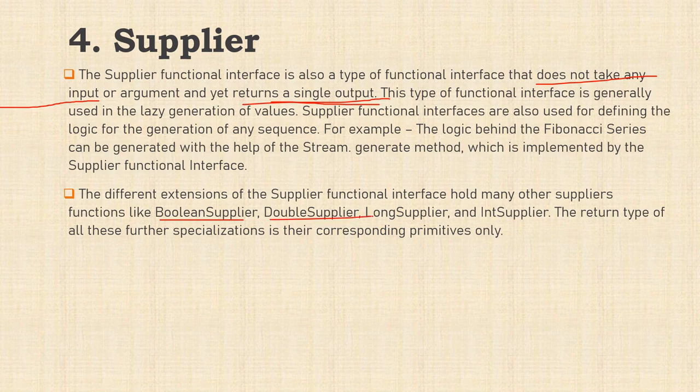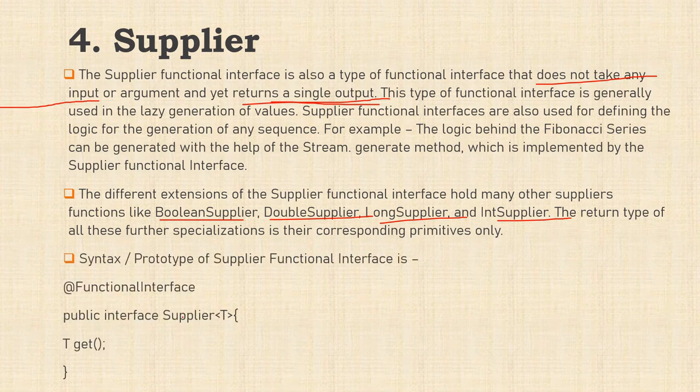If you don't want to use a type inside that Supplier, then you can implement the BooleanSupplier interface. You can use the DoubleSupplier interface, LongSupplier, so it will return long, int, double, and boolean accordingly.